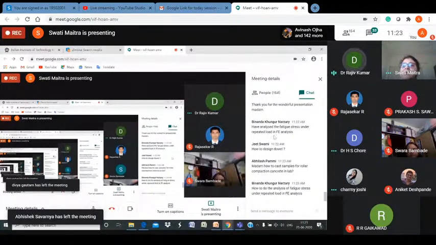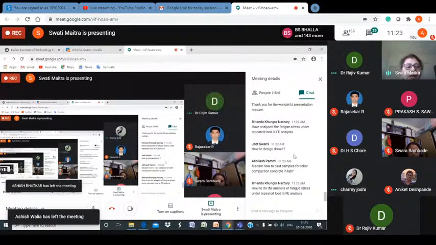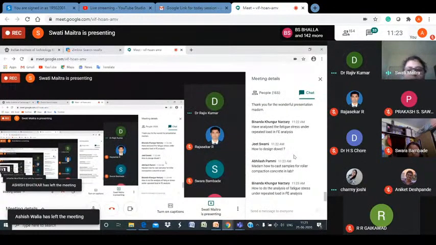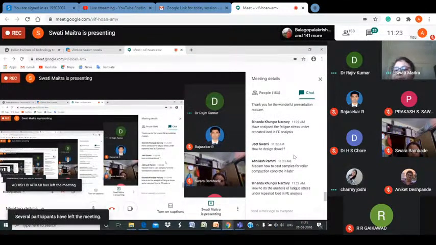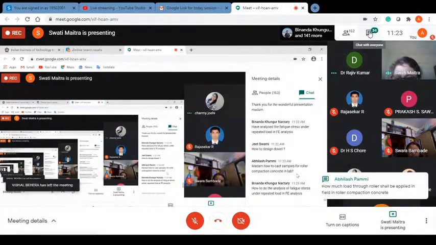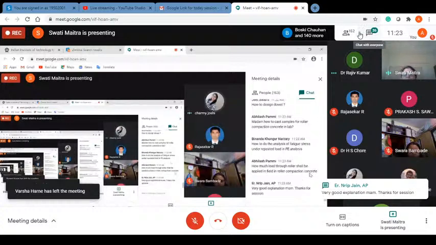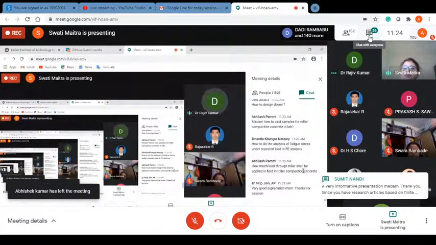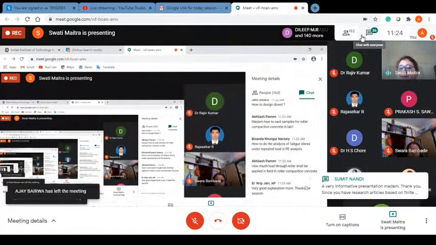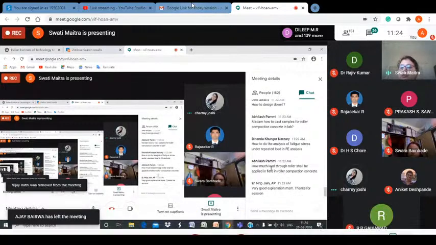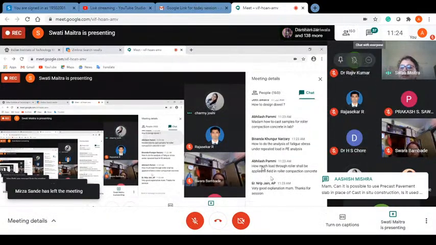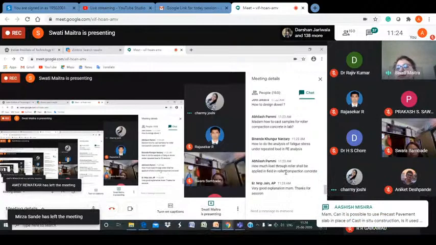We have asked some doubts. Have you analyzed the fatigue stress under repeated load? How to design dowel? Dowel design I have not covered because of the time shortage. How to cast samples for roller compacted concrete in the lab? In the lab, it is difficult to construct, but roller compacted concrete pavement can be constructed. It is comparatively simpler in construction and also performance. How much load through roller shall be applied in the field? Okay, that you have to see.